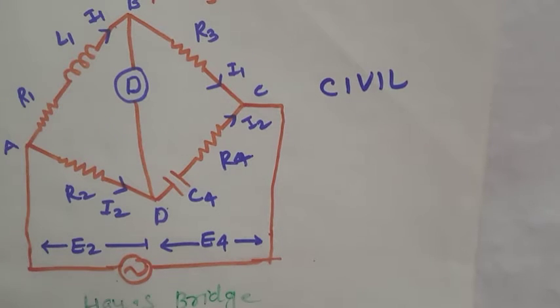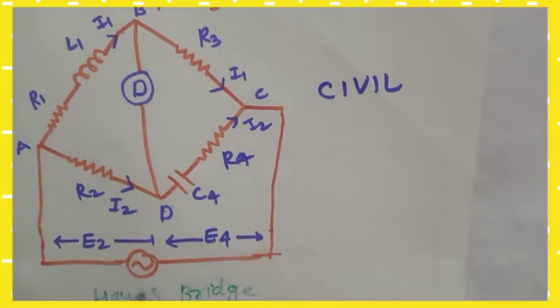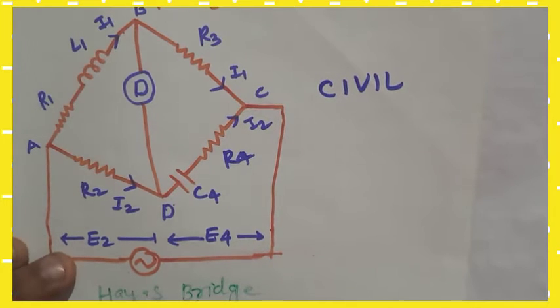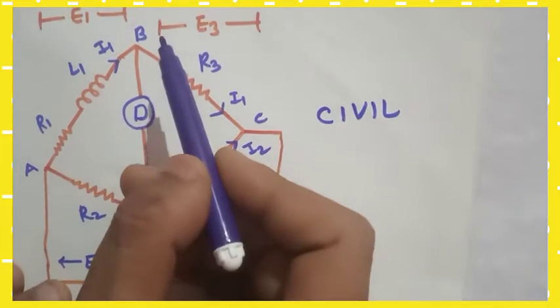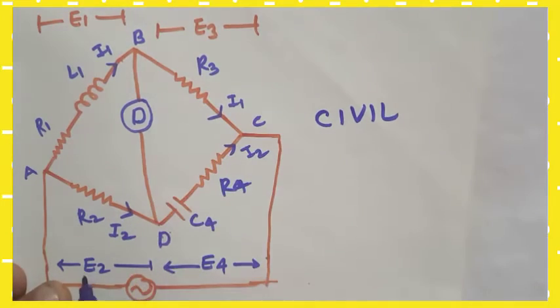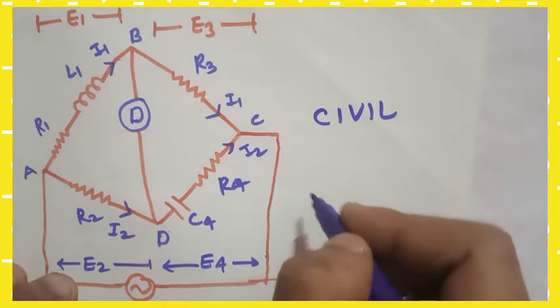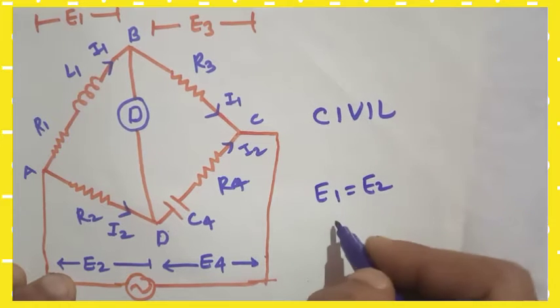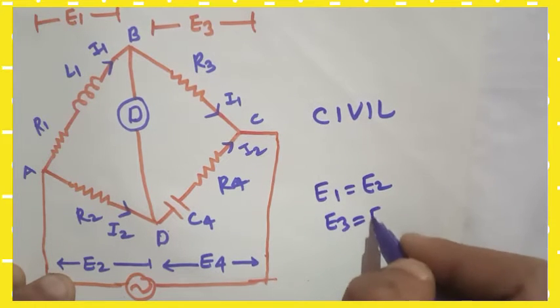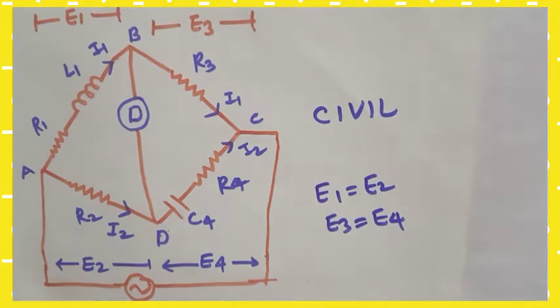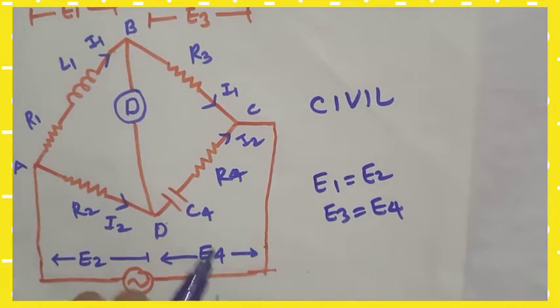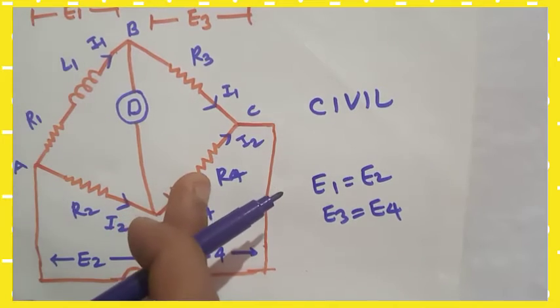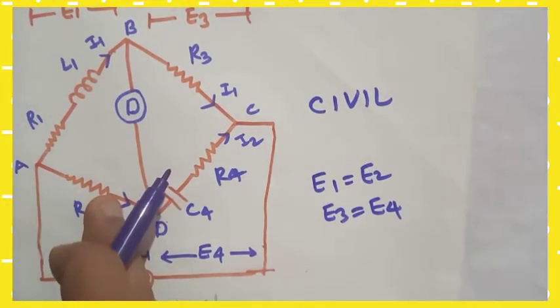Now I am going to tell you how to draw this. This is Hay's bridge, and we should know the relations. Here is E1, here is E3, and here is E2, E4. We should know that at balance E1 is equal to E2 and E3 is equal to E4. And one more, we should know that Z1 into Z4 is equal to Z3 into Z2.